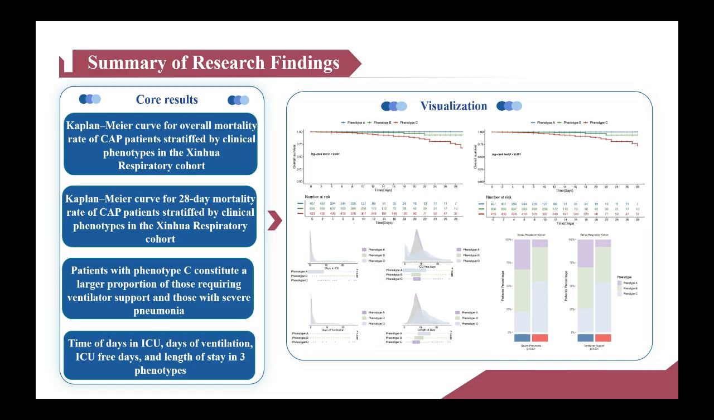Moving to the core results. Through unsupervised clustering analysis of demographic and laboratory data, we successfully identified 3 distinct clinical phenotypes among CAP patients. Let me briefly characterize them. Phenotype A patients were generally younger and had fewer organ dysfunctions. Phenotype B was an intermediate group.